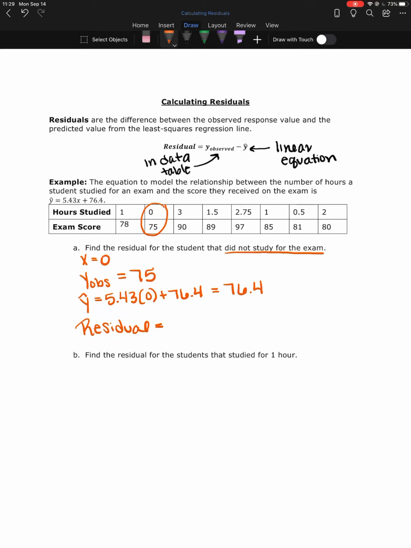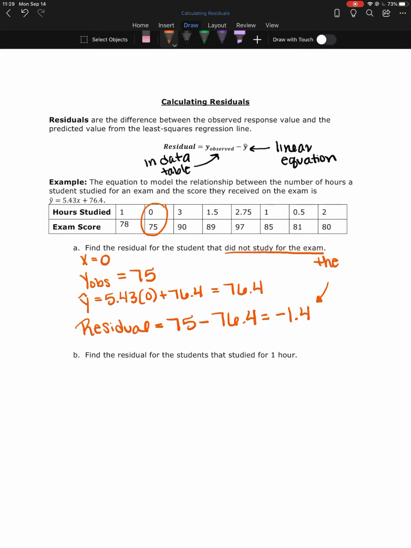So then the last step is to calculate the residual. You take the value that was observed minus the value that was predicted. And this is negative 1.4. So our prediction is a little bit higher than what we observed. Our observation is lower than what's being predicted.